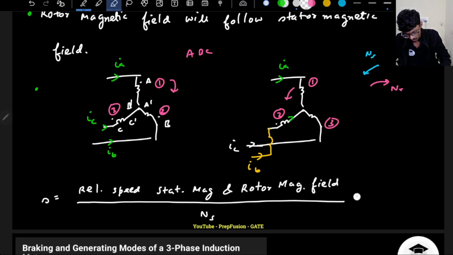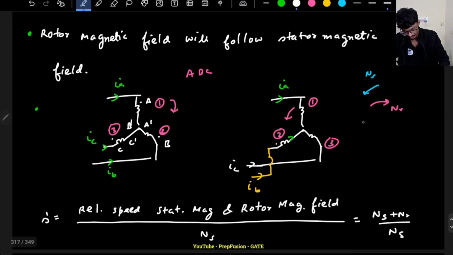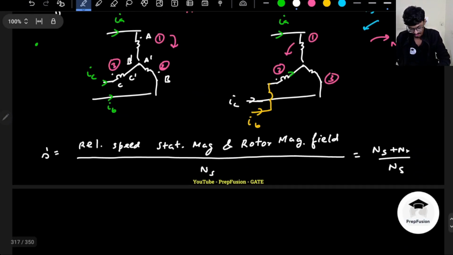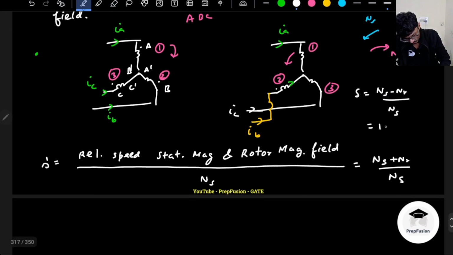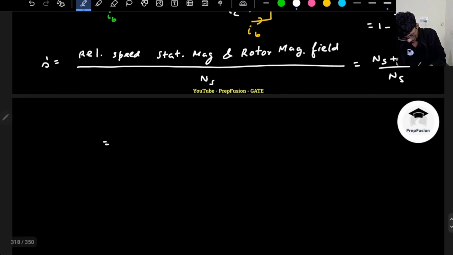Okay. So this will be equal to (ns plus nr) divided by ns, this is s prime. Now remember one thing: what was the previous slip? Because I want to write in terms of the previous slip. This is the only thing you have to remember. The previous slip was (ns minus nr) divided by ns. So from here I can easily write this as 1 minus nr by ns, correct? So basically I can say nr by ns is equal to 1 minus s, right? So I can write here 1 plus nr by ns, so it is 1 minus s, right?